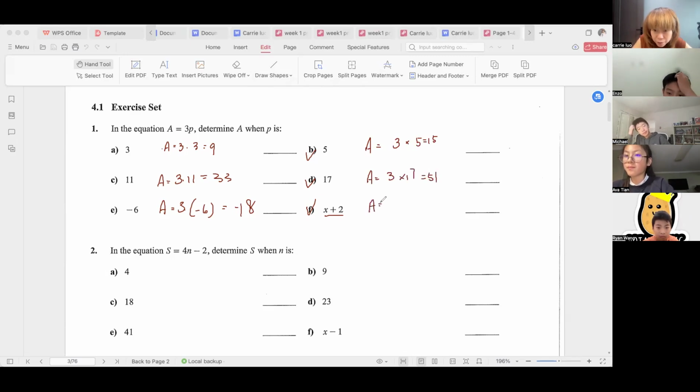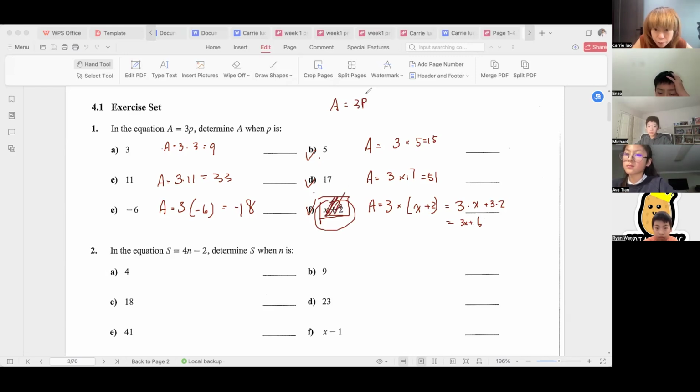Next one, A equals 3 times (x plus 2). So equals what? 3 times x plus 3 times 2. So equals 3x plus 6. Get it? Okay, I know the B and D you should be no problem at all. The F, you just think of this whole thing as a number. So A equals 3P, and P equals x plus 2. You cross out P and replace it with x plus 2. Understand, Michael? Understand, Enzo? So this part is very important.